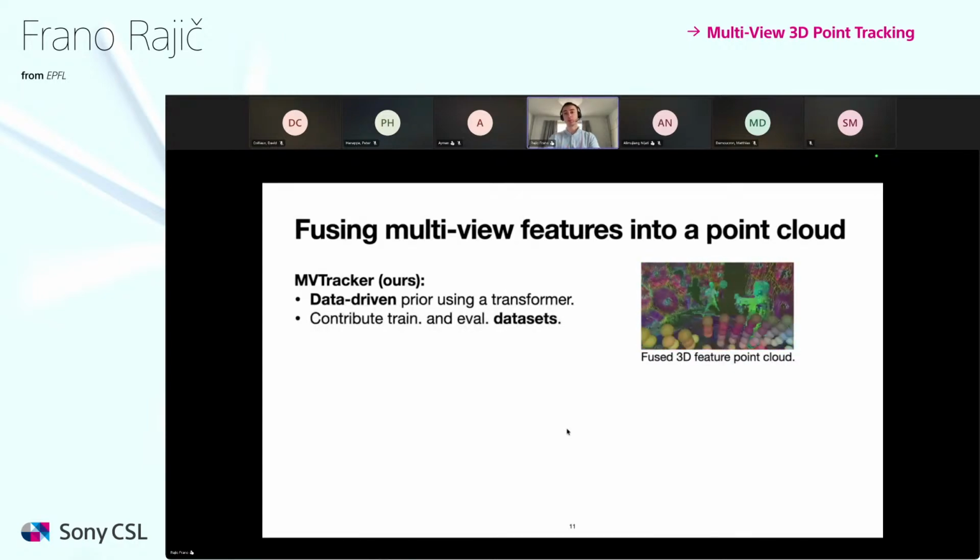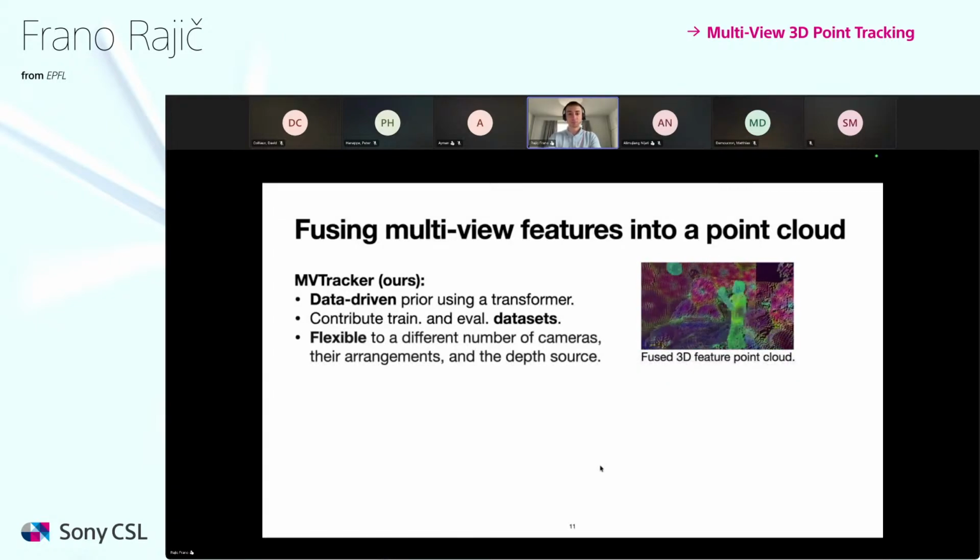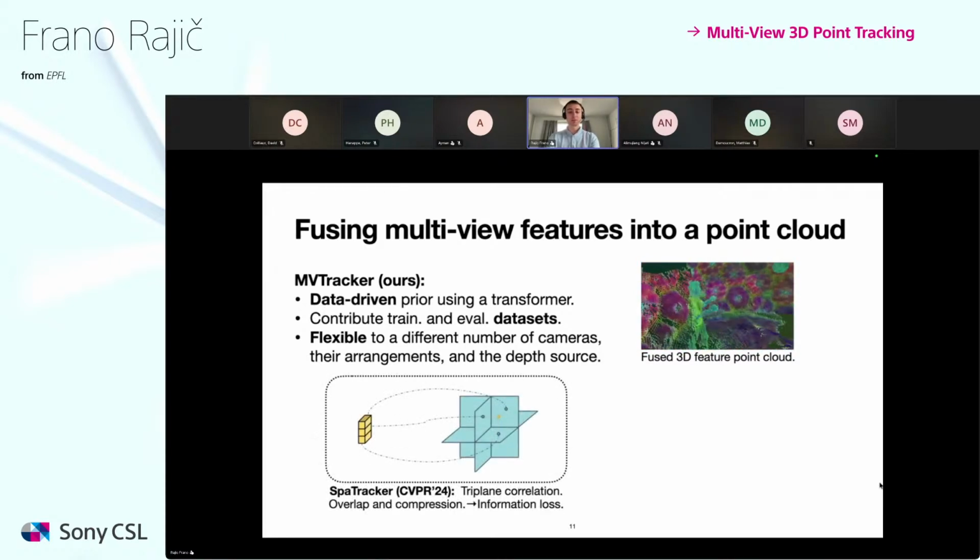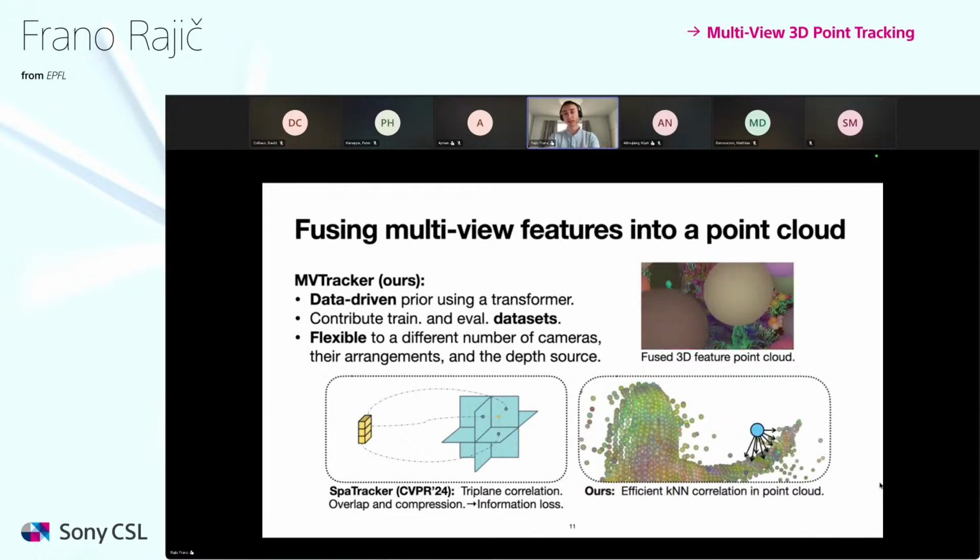For this, we also contribute training as well as evaluation datasets for multi-view 3D point tracking. And our method, due to the design, which we'll discuss, is flexible to the number of cameras as well as how these cameras are arranged in space and what kind of depth is used. Compared to previous methods, which computed correlations in triplanes, we work directly in this 3D space and instead compute the k-nearest neighbor correlations.